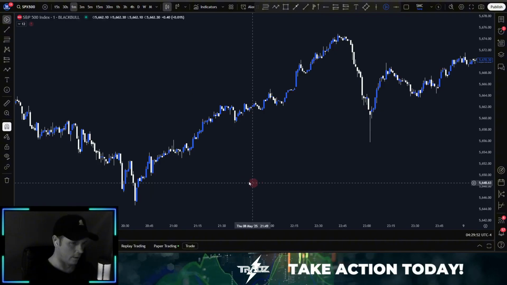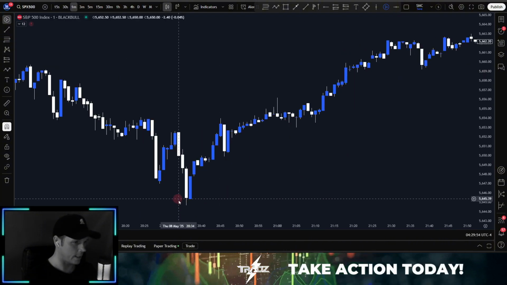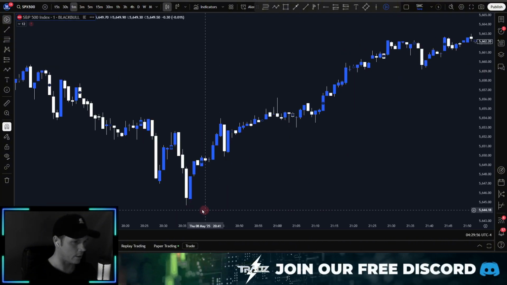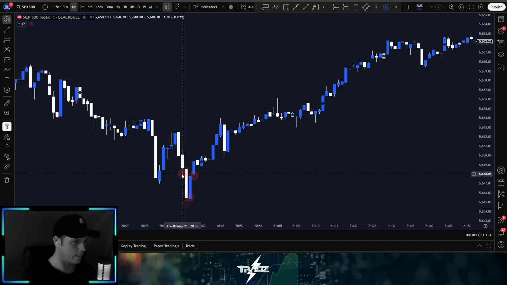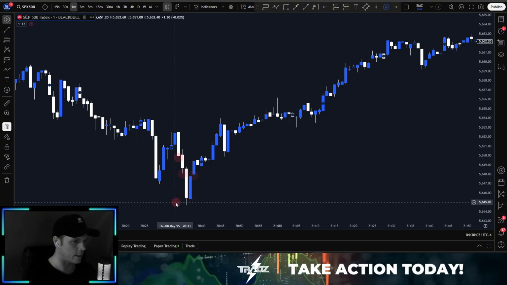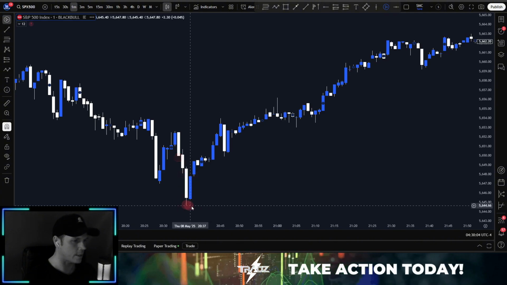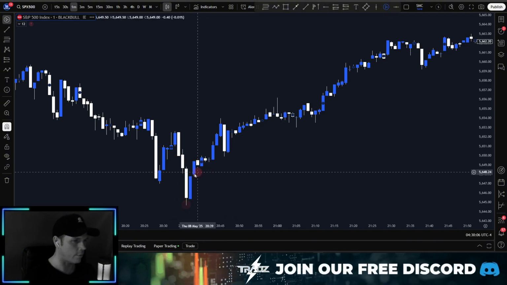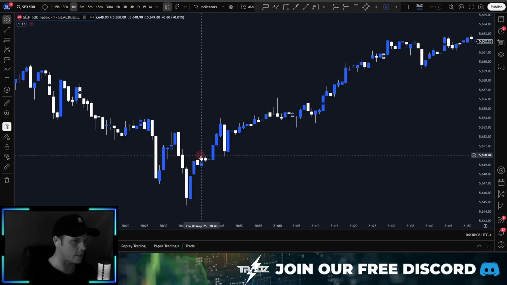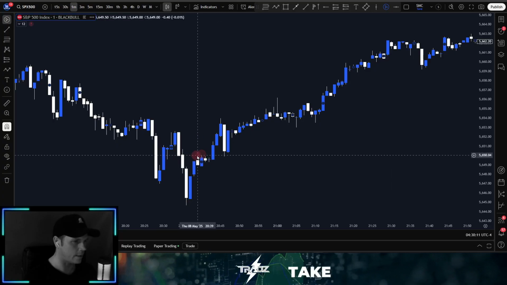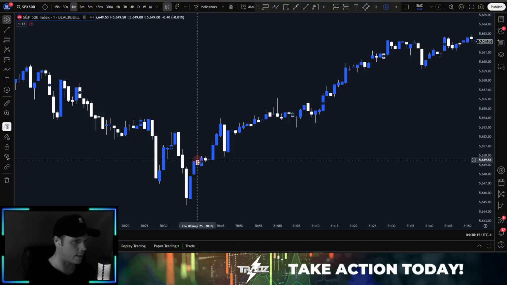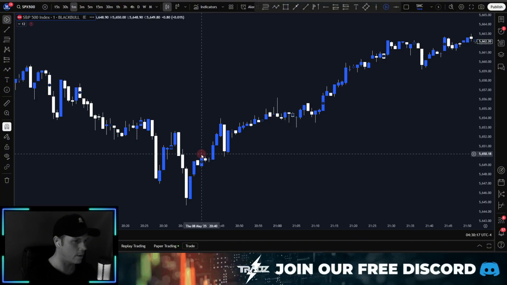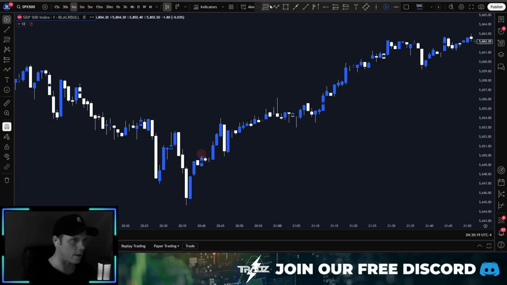So basically in here, you can see that this low right here is a fractal low, right? This is a fractal low because these 5 candles are higher than this point right here. So we're looking for the first fractal high right there. You can see that this high here is a fractal high because these two candles are lower than this high point, and these two candles are also lower than this high point right there.